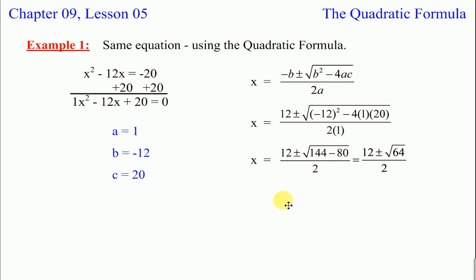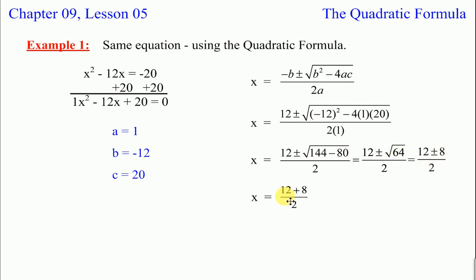Then over 2, work this out. 144 minus 80 is 64. Square root of 64 is 8. Now we have a situation, okay, we're solving for x. We need to either add 8 or subtract it, because both negative 8 squared gives me 64 and positive 8 squared gives me 64. That's why I have to do both of those.